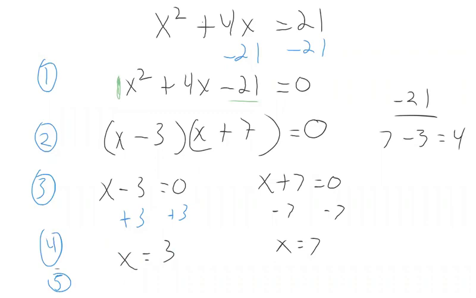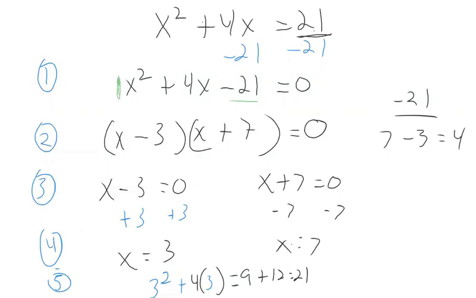So if I check my first answer, I have 3 squared plus 4 times 3. So 3 squared is 9 plus 12 equals 21, which is where I started. So that's the right answer. And I do the same thing with the 7. Oh, sorry. What did I do wrong here? Oh, no, I'm okay. That's supposed to be negative 7 too. I know I made a mistake somewhere in my wording here. Take off the eraser. Negative 7.